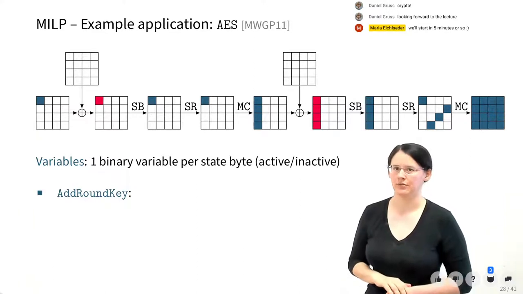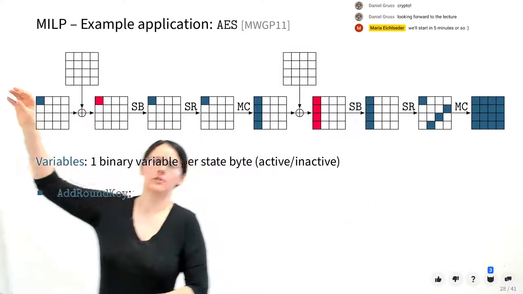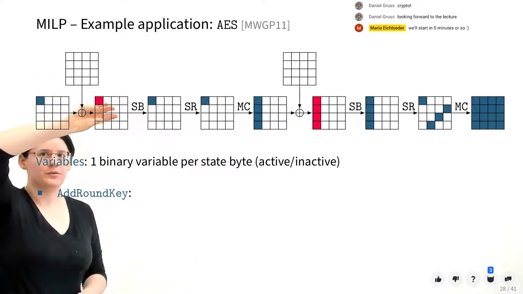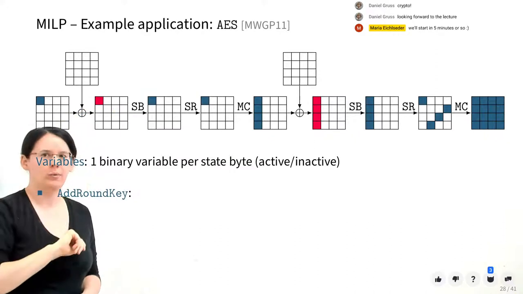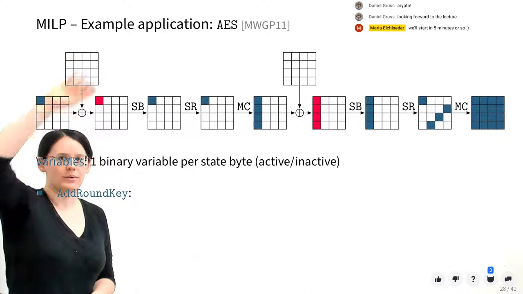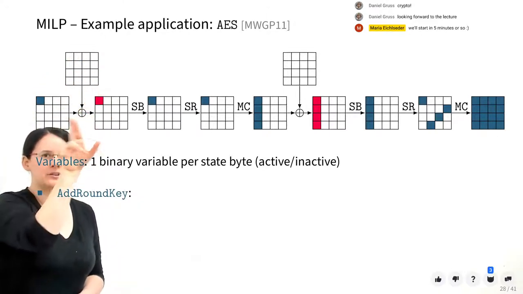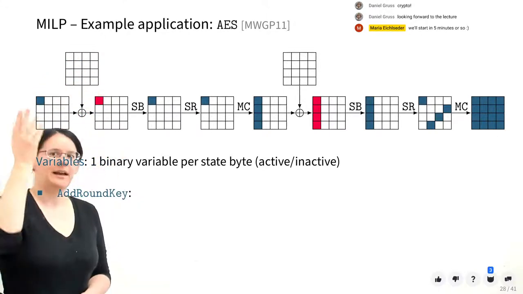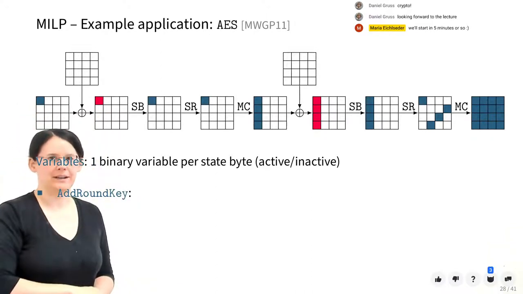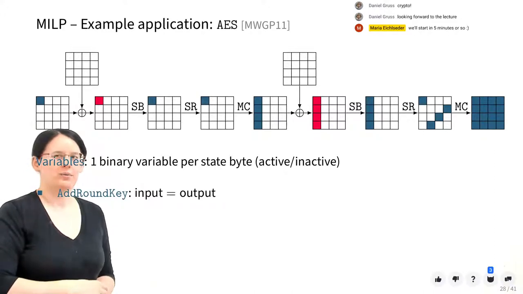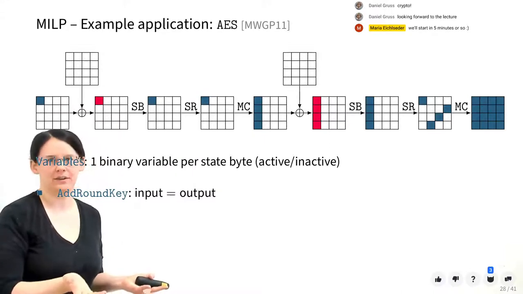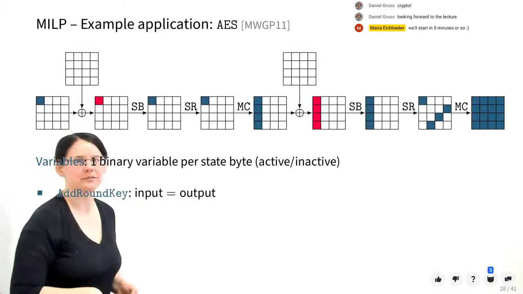Let's first have a look at add round key. So if I have a certain input pattern here, what can be the pattern that I observe after add round key? Well, if I look only at the same case we had before, where the key is always the same, then adding the key actually doesn't change the difference pattern. Any active pattern before will be active afterwards, and any inactive pattern will remain inactive. So in other words, we actually can use the same variable for the input and output because they must have the same value. Very easy so far.